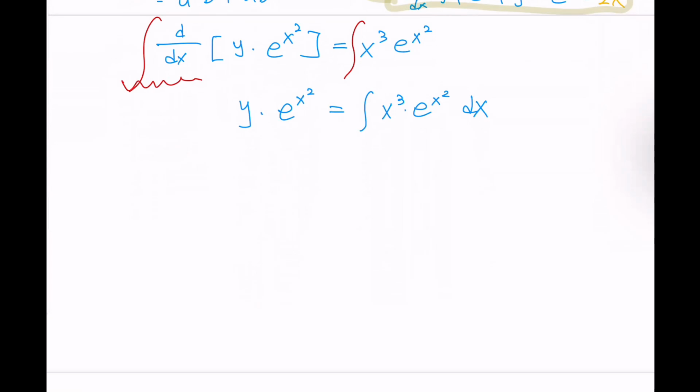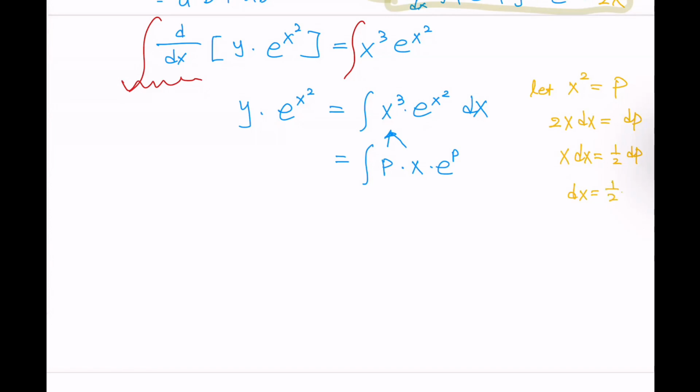Let's let x squared be p. If you differentiate both sides, we have 2x dx equals dp, so x dx equals 1 over 2 dp. Now we're going to rewrite this as the integral of p, where p is x squared, times x, which gives us x cubed times e to the p. Forgot to write it. dx equals what?